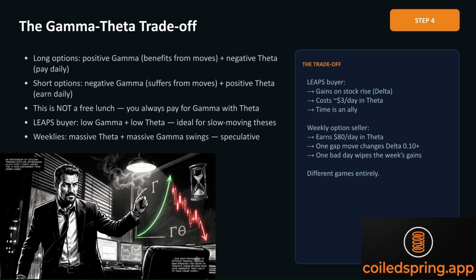You cannot have one without the other. You cannot own positive gamma without paying theta. You cannot collect theta without accepting negative gamma. It's not a market inefficiency. It's not a loophole you can find your way around. It is the structure of the instrument.